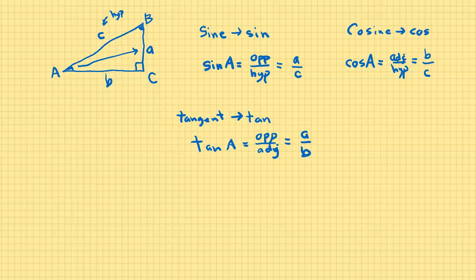And a good way to remember them is using the word SOHCAHTOA. It's just a funny sounding word that's easy to remember. And it helps people to remember that the sine is the opposite over the hypotenuse, the cosine is the adjacent over the hypotenuse, and the tangent is the opposite over the adjacent.